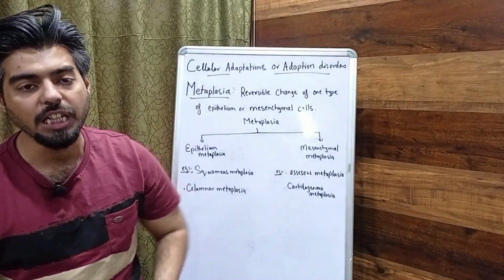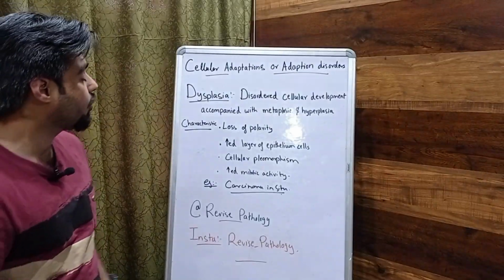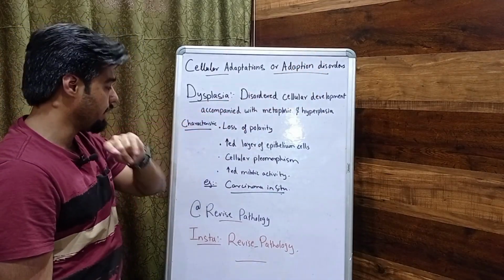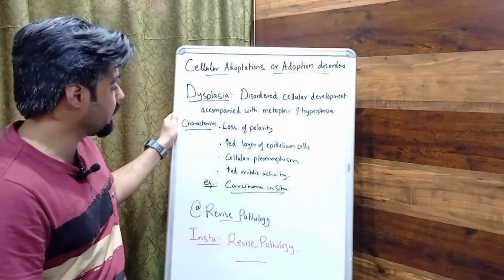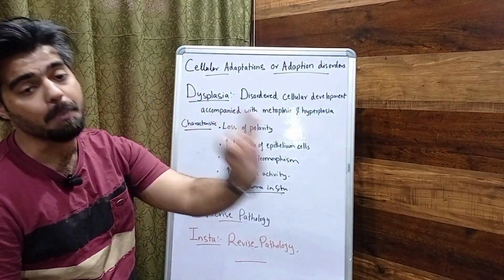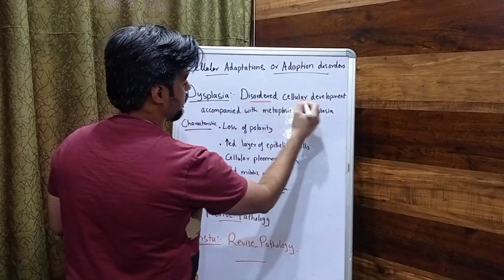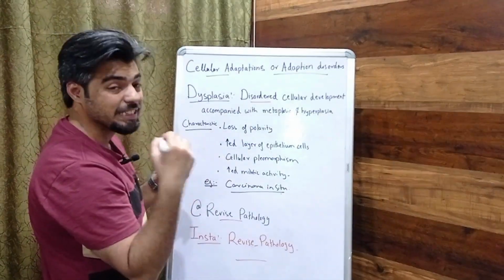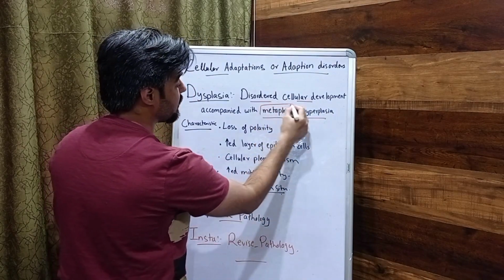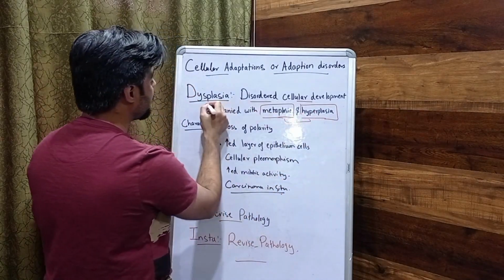Now let's come to the last one, and that is dysplasia. So, guys, coming to the last cellular adaptation or adaptation disorder, it is dysplasia. So, what is dysplasia? It is nothing but disordered cellular development that is accompanied with metaplasia and hyperplasia. What is it? Disordered cellular development. It's a disorder in the development of cells which is accompanied with metaplasia and hyperplasia. So these two characters are very much visible. Metaplasia and hyperplasia are the two characters that are visible in dysplasia.